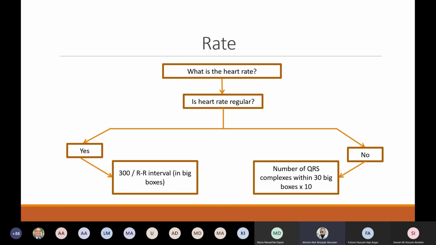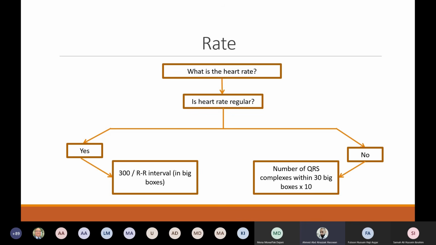If the heart rate is regular, then we can simply divide 300. Now, why 300? Again, because this is the number of big boxes in 1 minute, and the heart rate is beats per minute. So basically, I want to get how many beats per minute. Okay, so we divide 300 over the RR interval. What is this?